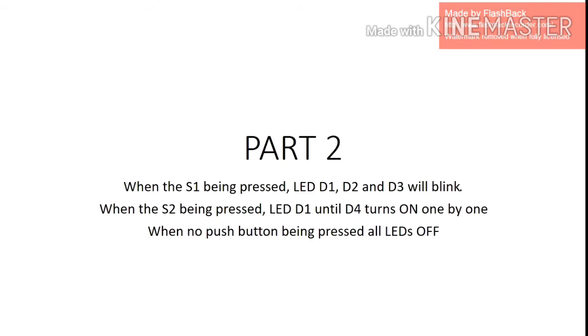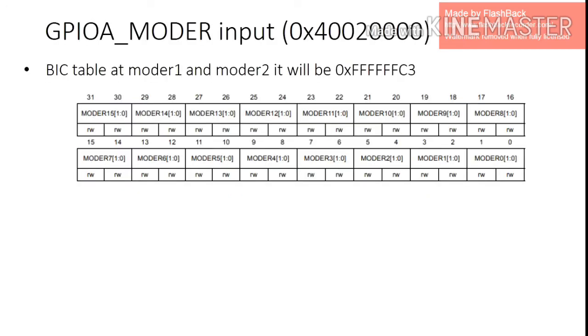So we just need to add some coding, and the addition will be GPIOA MODER for input, 0x40020000. We only use BIC at MODER1 and MODER2, and it will be 0xFFFFFFC3. The reason why we use only BIC is to set the pin to input mode.